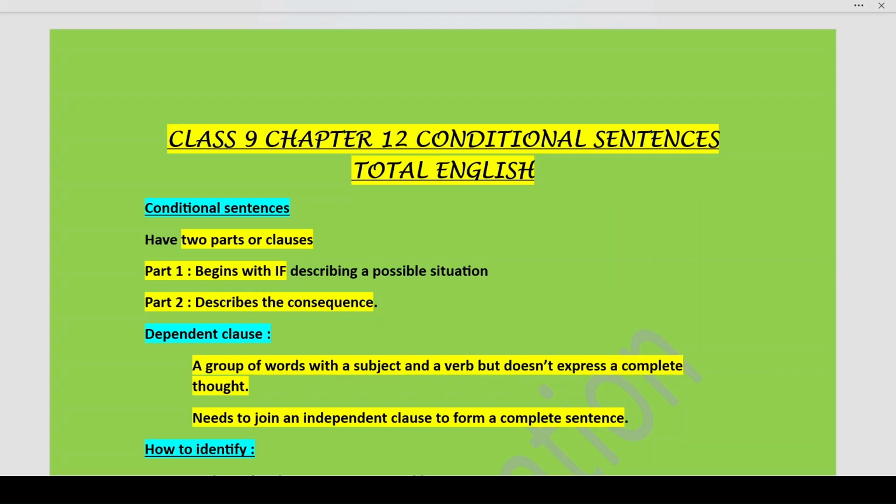In today's video, we shall discuss chapter number 12, conditional sentences of your Total English textbook. Now students, what do you understand by conditional sentences? The very word conditional sentences implies that the sentence is incomplete without a condition attached to it. Now what is the condition? What about the condition is what we will study in this video.